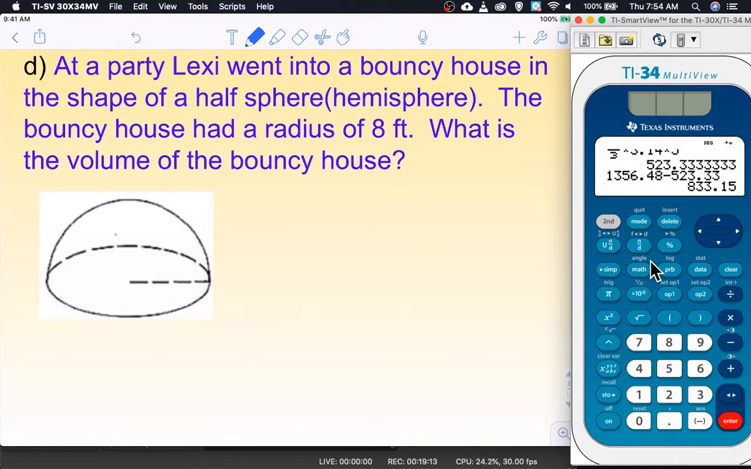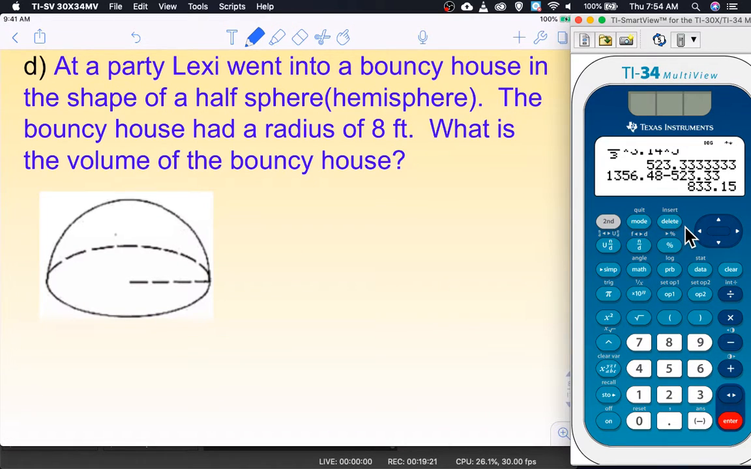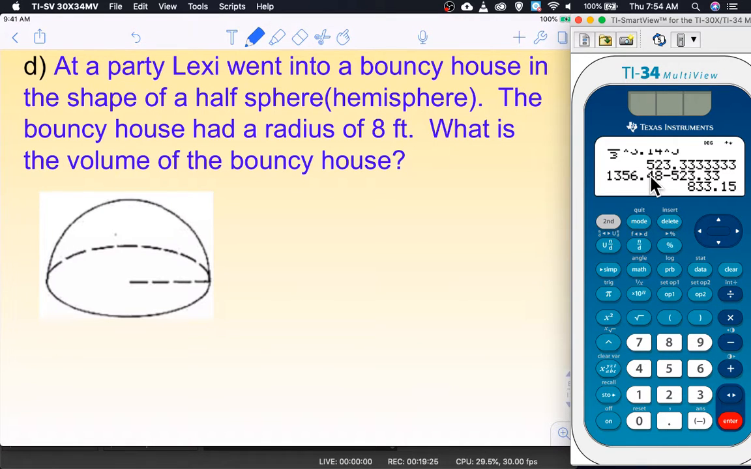Okay, letter D, this one's for you. It says, at a party, Lexi went into a bouncy house in the shape of a half sphere, called a hemisphere. The bouncy house had a radius of 8 feet. What is the volume of the bouncy house? Well, go ahead and do the problem right now. When you're ready to continue, hit play, and we'll go through it together.